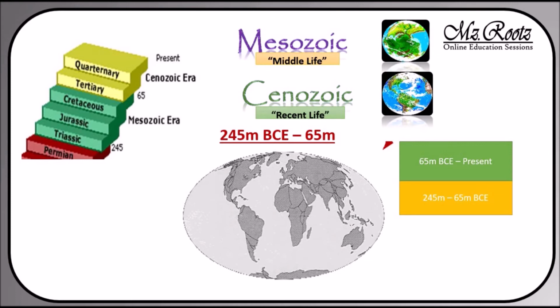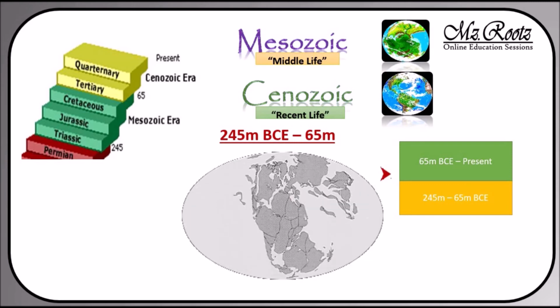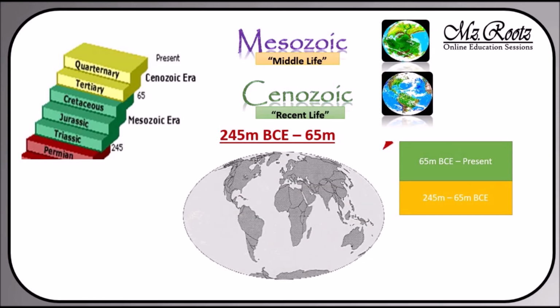That brings us to our last period, the Cenozoic, meaning recent life. This occurred between 65 million years before Common Era to present day. This is the last of the 3 geologic eras squeezed into the Phanerozoic Eon, meaning evident life, that covers the last 10% of Earth's whole geologic history.